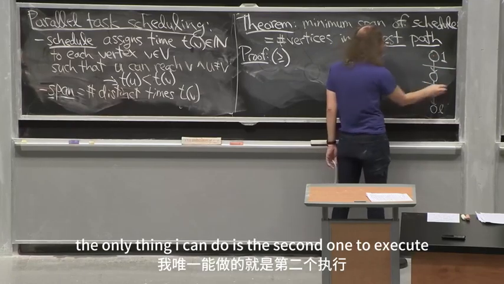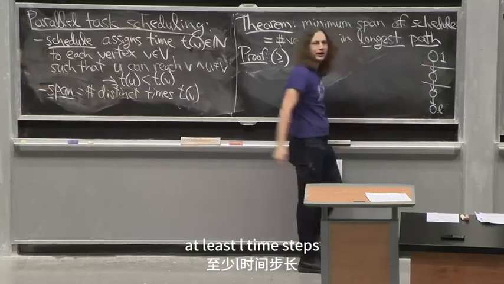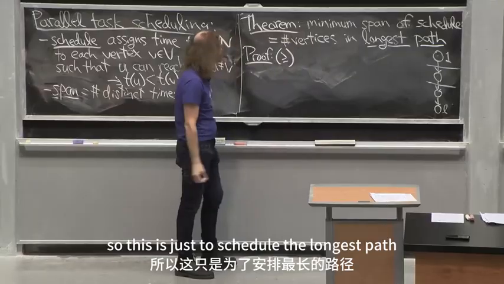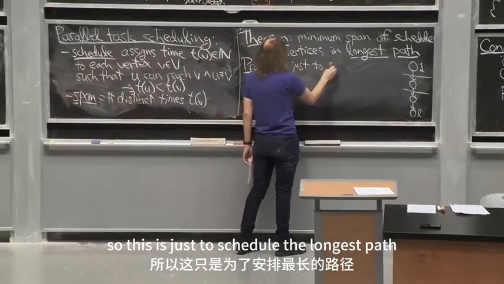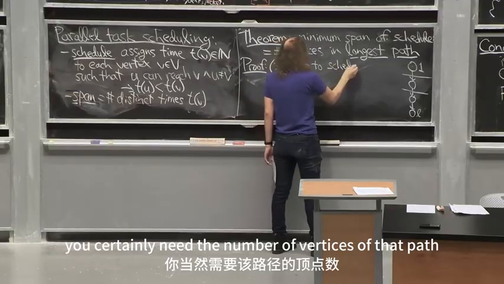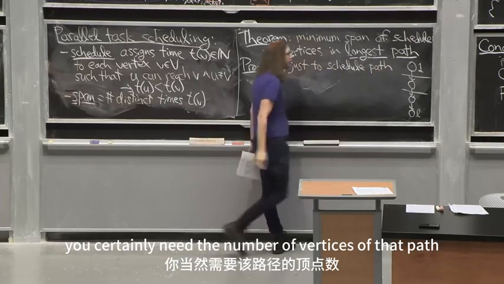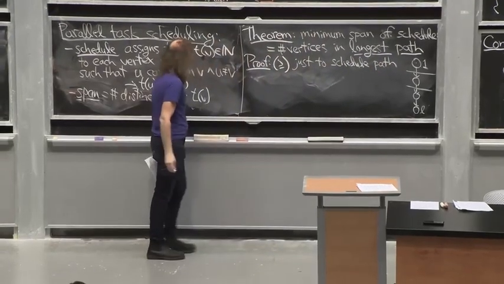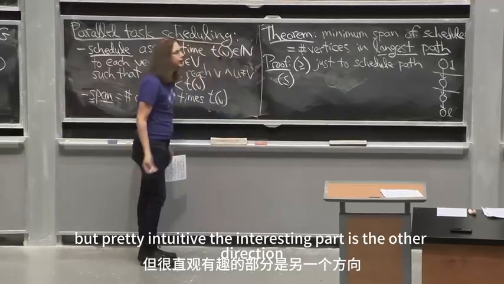In the second round, the only thing I can do is the second one. To execute this path clearly requires at least L time steps. So this is just to schedule the longest path. You certainly need the number of vertices of that path. OK, that's a bit hand-wavy, but pretty intuitive. The interesting part is the other direction.